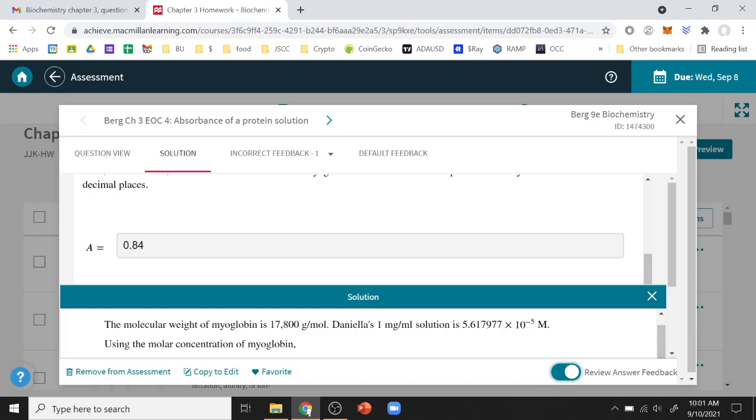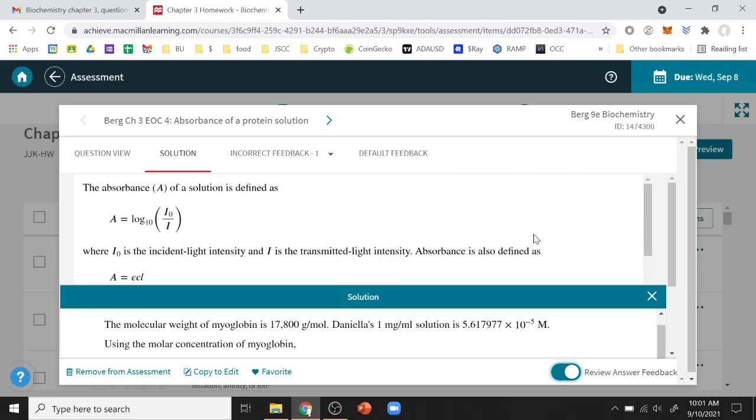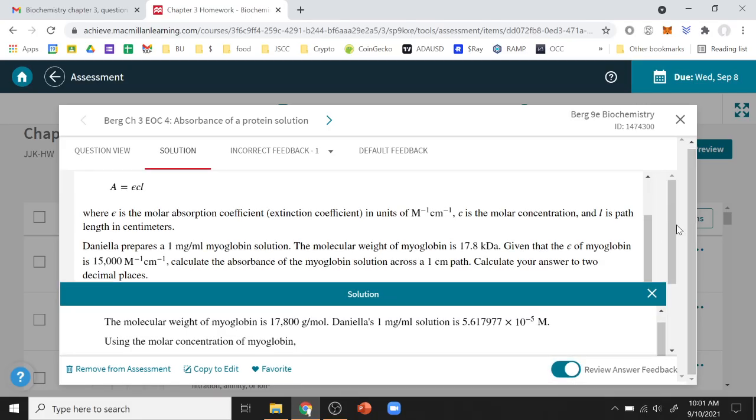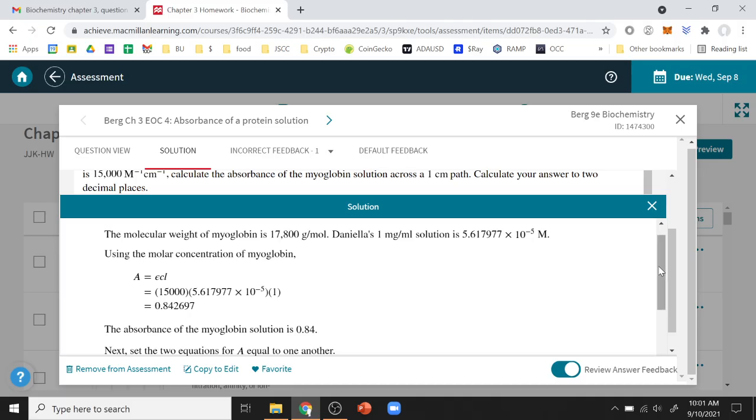To do the conversion to molarity, you use the molecular weight. A kilodalton is 1,000 grams per mole, essentially. So you have here 16.8 kilodalton, kilo 1,000, right? And so, did I just say 16.8? 17.8 kilodalton. And that would give you 17,800 grams per mole.